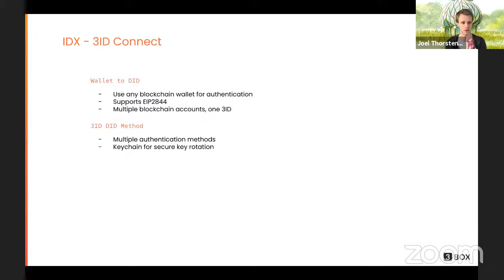Finally, 3ID Connect is a way to create a DID for a user and associate that DID to your blockchain account, so your Ethereum wallet, for example. The way 3ID Connect works is that you authenticate using your wallet like MetaMask, and then you're authenticated within this 3ID Connect system that basically allows you to do these DID interactions.